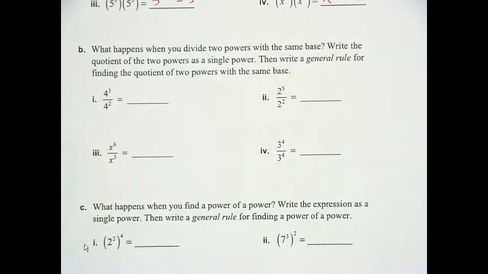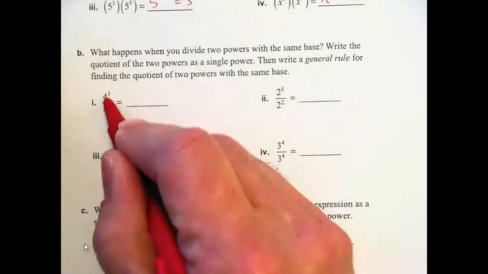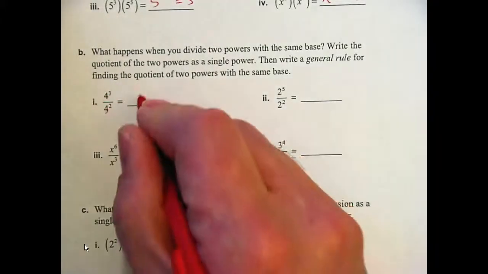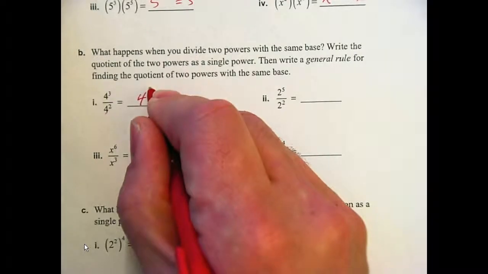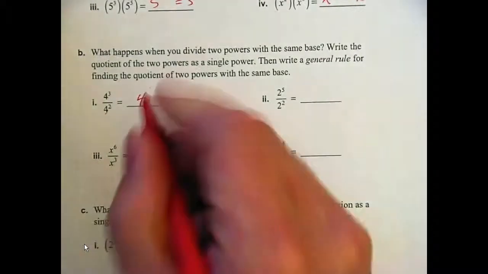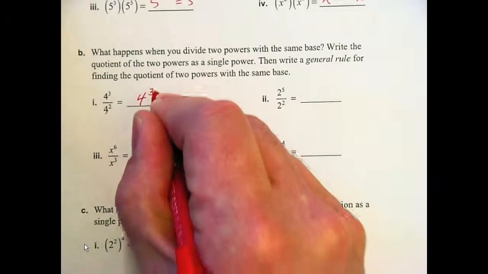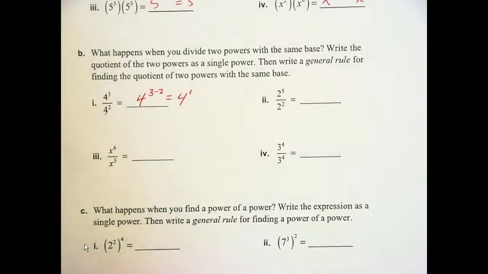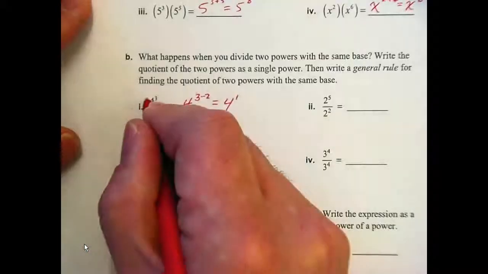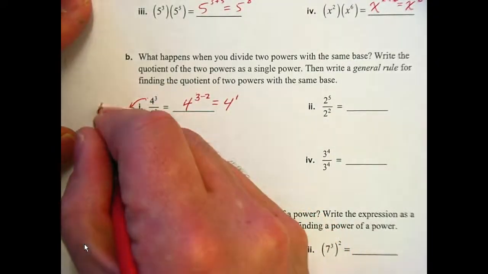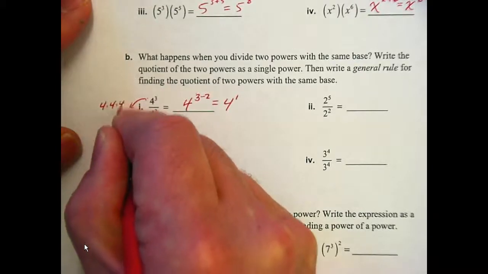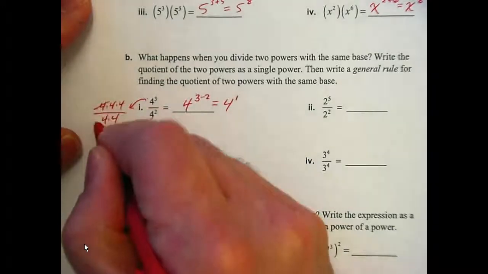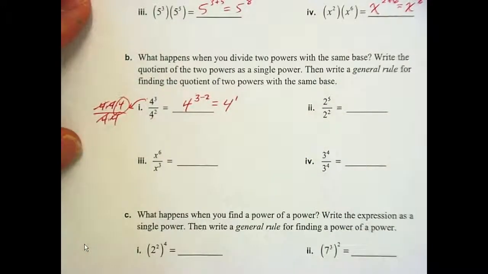Okay, let's check out part B. So we have the same base. It's a key piece. You have to have the same base, which is the bigger number here. So 4 to the... Yeah, we have to subtract them. 4 to the 3 minus 2, which is 4 to the first, or just 4. Please note, if you're struggling with this, write it in expanded form. That's 4 times 4 times 4 over 4 times 4. Okay, these cancel. I'm just left with 4 to the first.